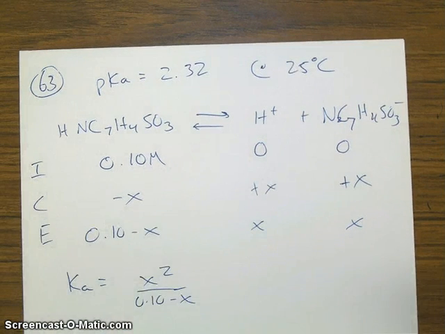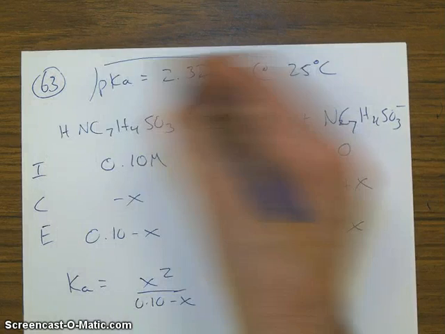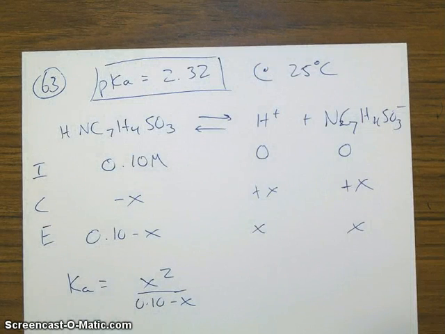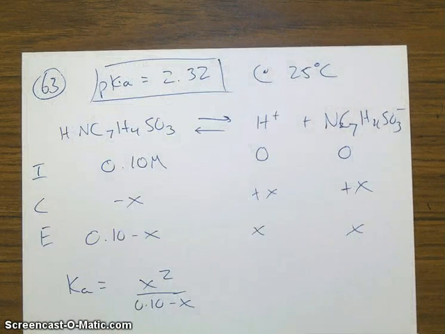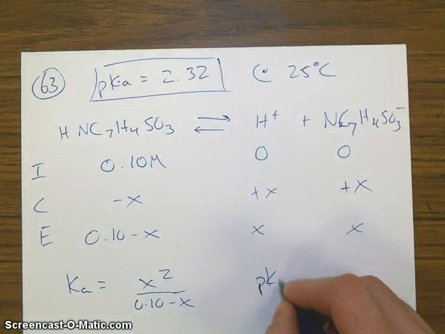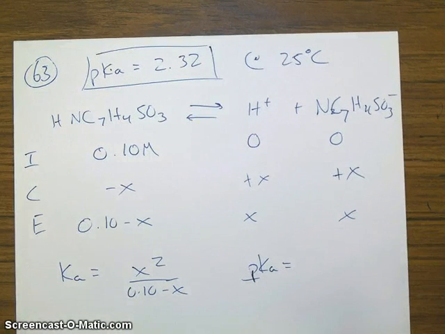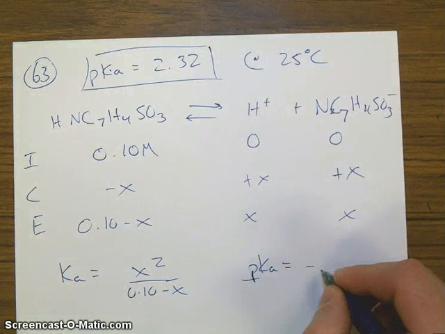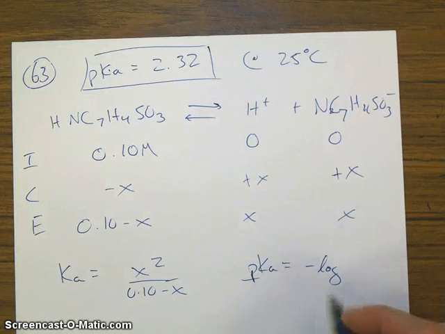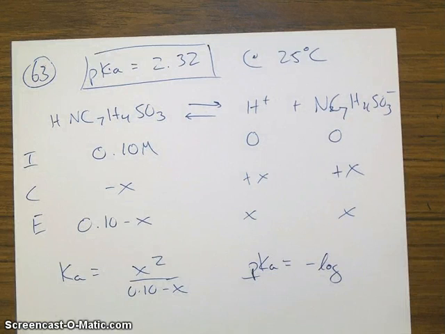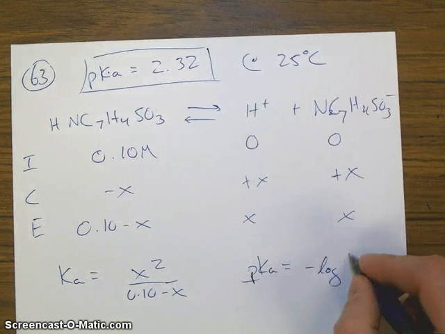Now, conveniently, I know pKa. I can solve for Ka if I know my pKa. See, the definition of pKa, P, just like all the pHs and the pOHs, P just means negative log. So in this case, it's not the negative log of hydrogen ions like it is for pH, or the negative log of hydroxide ions like it is for pOH. It's negative log for Ka.